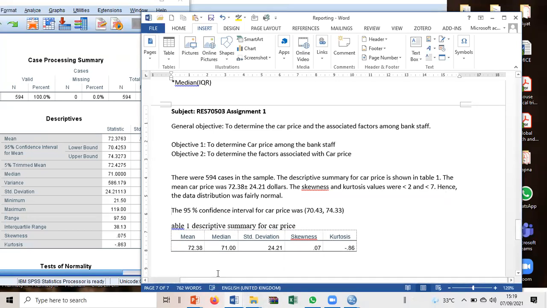Right. So this is just to tell how your distribution is. To justify, they are quite fairly normal. Therefore, I can use parametric. Right. That's objective one. Any questions?